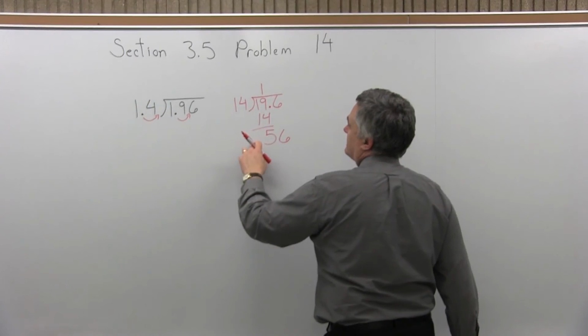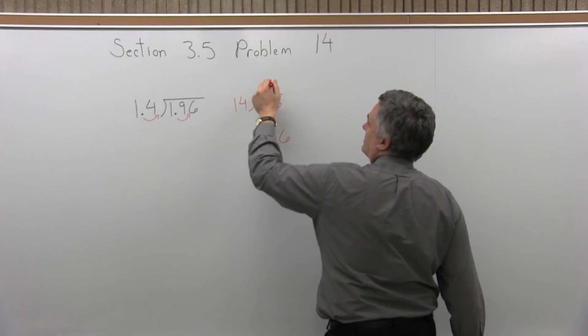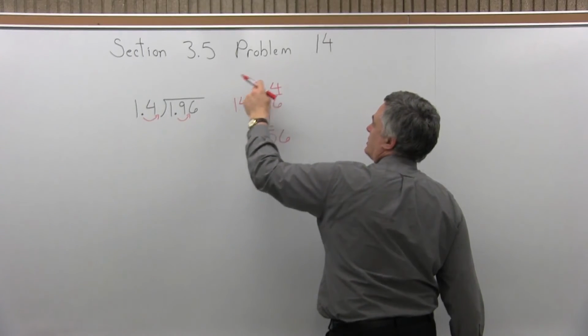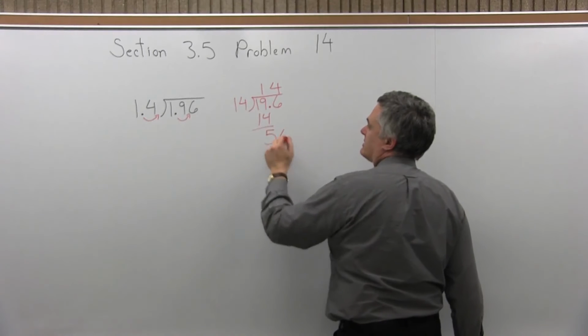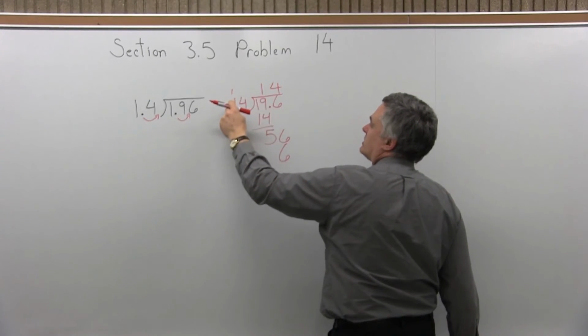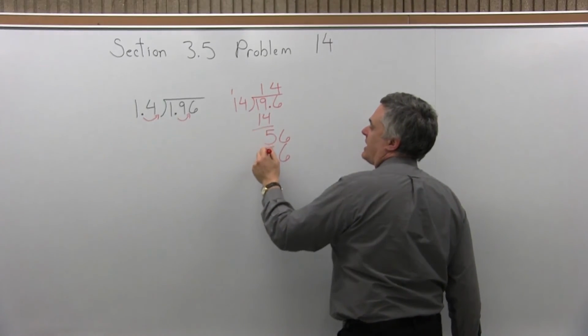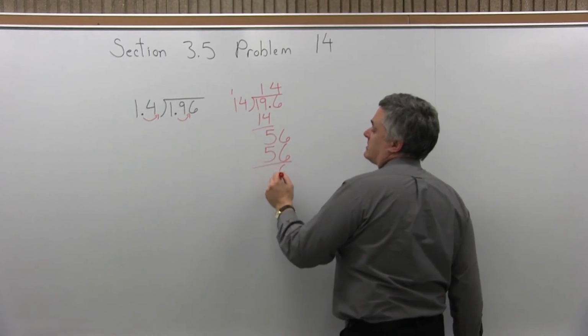14 will divide into 56. It should go in evenly 4 times. So 4 times 4 is 16. Write the 6, carry the 1. 4 times 1 is 4. 4 plus 1 more that you carried is 5. So it is 56. I subtract.